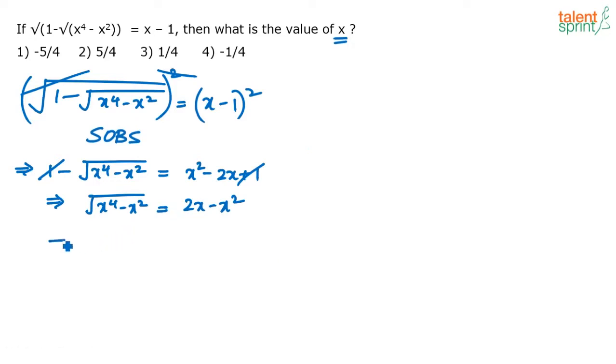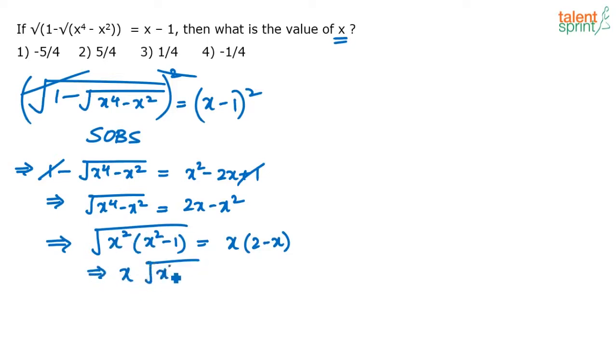The step that I'm going to write now is not really needed. I'll take x square common. So what do we get? x square minus 1 here under root. And here we'll take x common. We'll get 2 minus x. Now, root over x square will give us x outside. And again, we have under root of x square minus 1, which is equal to x into 2 minus x. So x and x get cancelled.